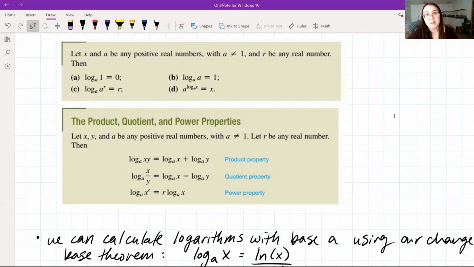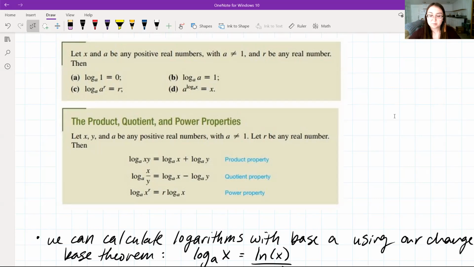Then we can do the same thing for a quotient. So we can say that log base a of x divided by y is the same thing as saying log base a of x minus log base a of y. Then we have lastly our power property. We have log base a of x to the power of r is equal to r times log base a of x. So whenever you have an exponent inside the parentheses of a logarithm, you can just take the exponent and bring it out to the front to have it multiplied instead.